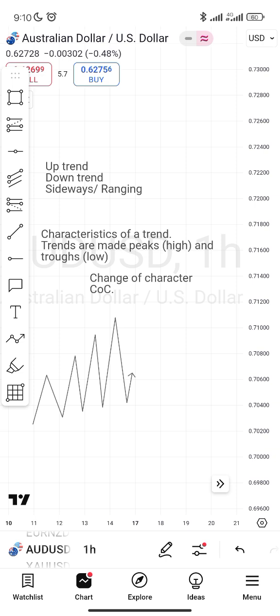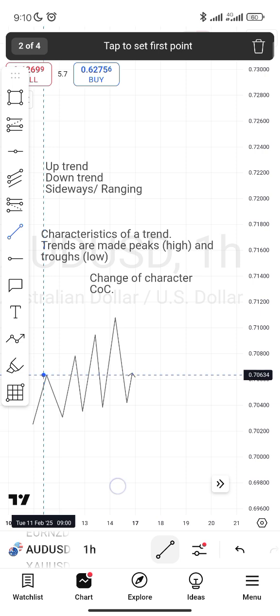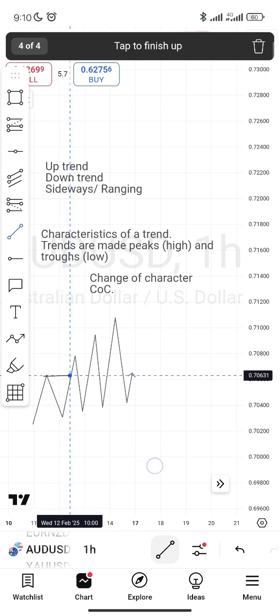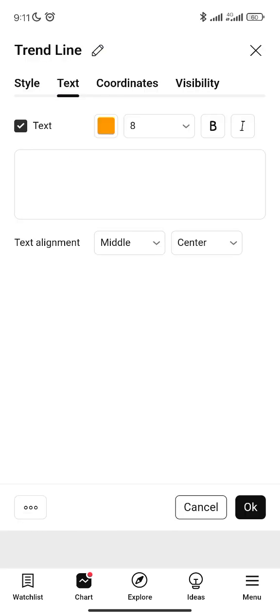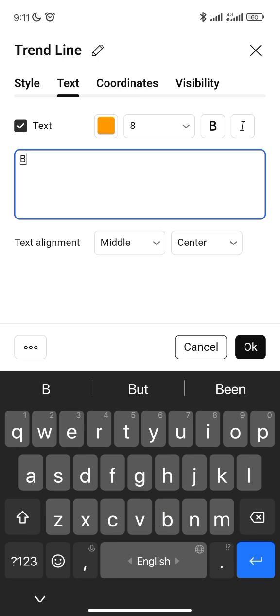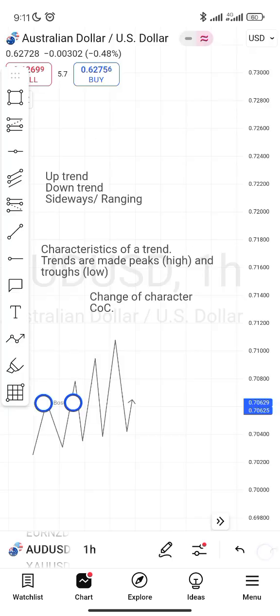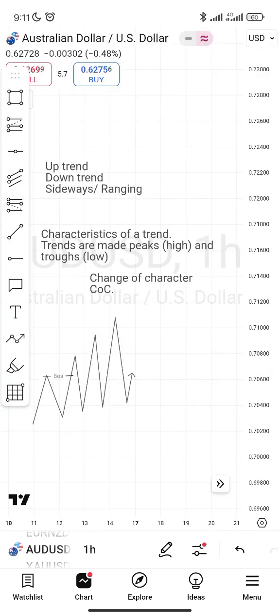One of those characteristics is a break of structure. Any low that leads to a break of structure is meant to be protected. In the same vein, any low that leads to a break of structure is meant to be protected. So that means this becomes a protected low because it led to what broke the previous structure.